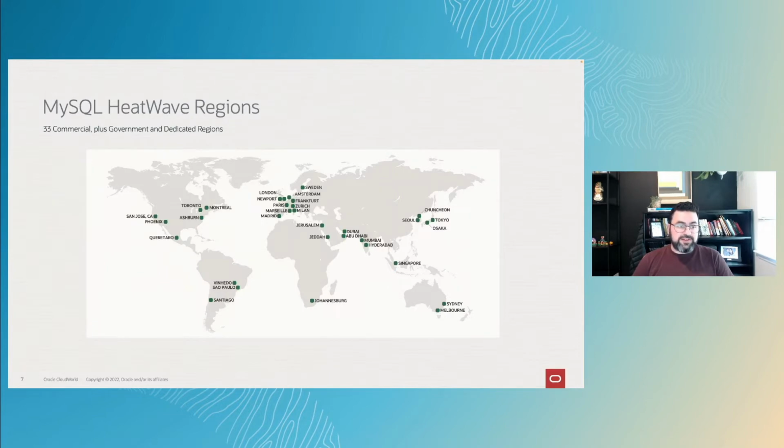So the service is available already in more than 33 regions, so 33 commercial regions. Here's a map, plus some government regions and dedicated regions for customers that buy the OCI dedicated region offering. So MySQL Heatwave database service is there and is part of this deployment. So you pay the same price on every region, and this is a differentiator from all other cloud vendors. So in OCI, you always have the same price, independently of the region that you are using the service.